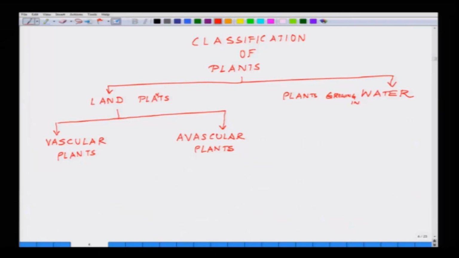So vascular plants, avascular plants. Vascular plants are further classified into three groups. And those three groups are called angiosperms, gymnosperms, and ferns.